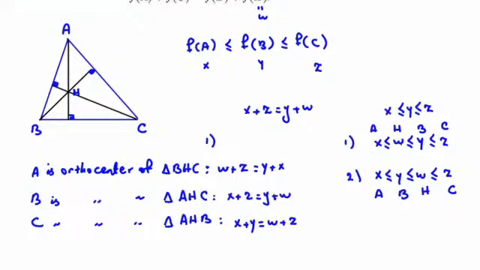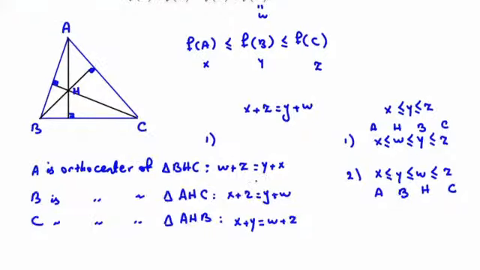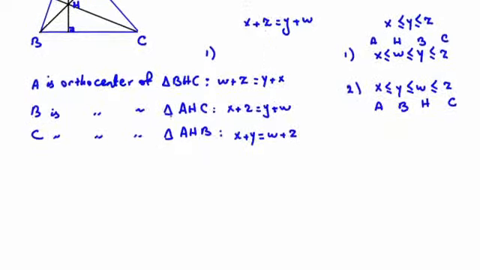Okay, AHB: X plus Y, W plus Z. AHC: X plus Z equals W plus Y. ABHC: W plus Z, Y plus X. Okay. Now let's analyze these cases. So, first one, we know X plus Z equals Y plus W from the first part, and this part.